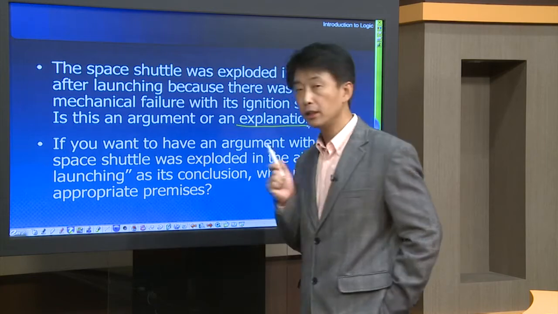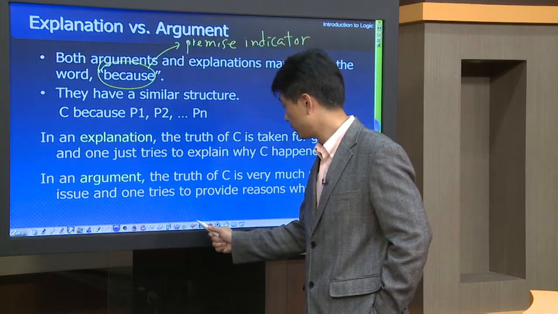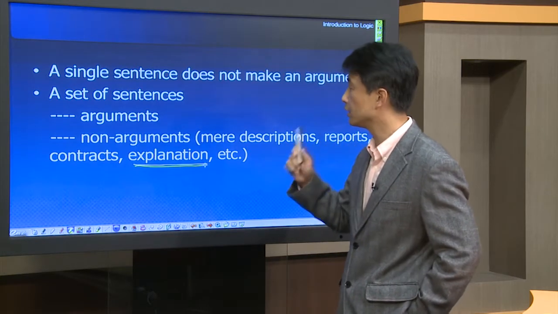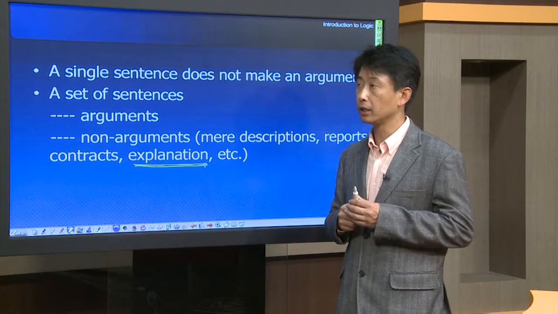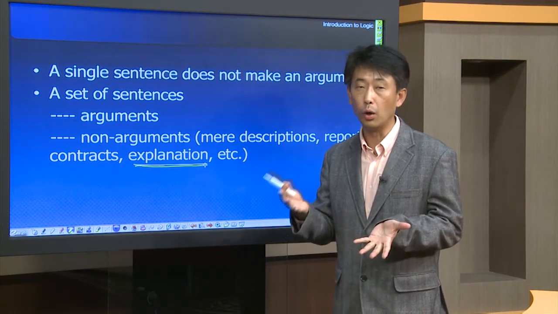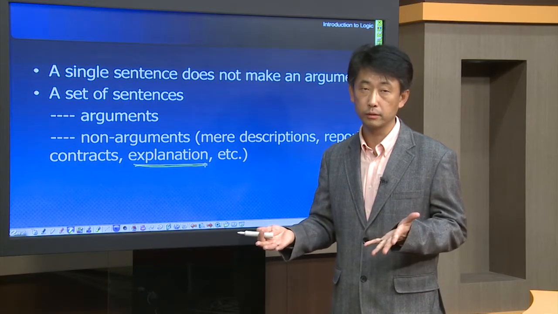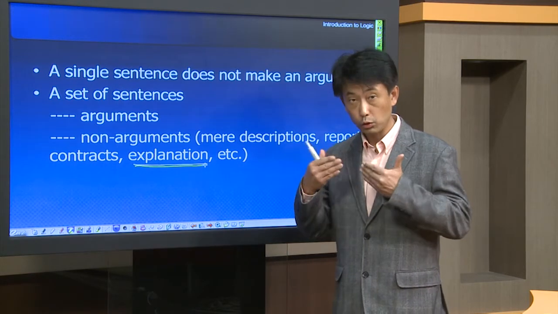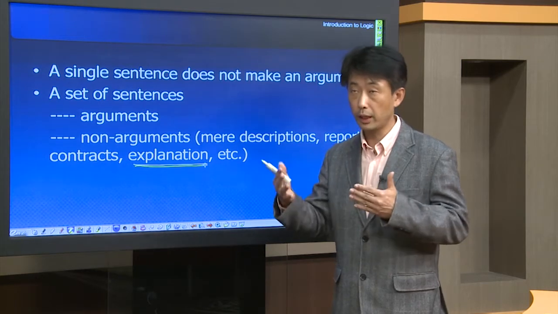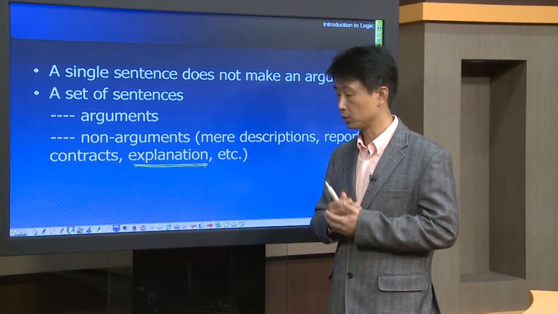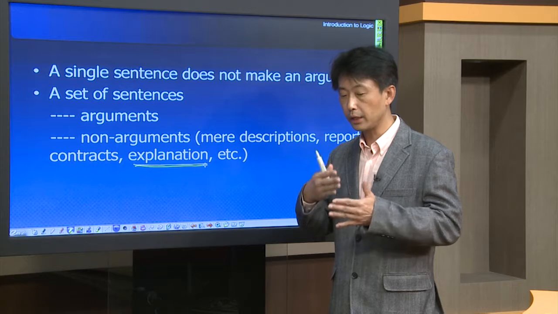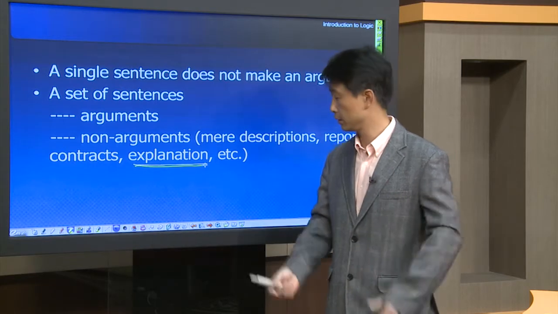But other than explanation, okay, this is a bit tricky, but other than that, I think it's fairly clear whether a piece of writing contains an argument or just a non-argument. Okay? We need to become more sensitive to whether a piece of writing contains an argument. So that means we need to be able to distinguish whether a piece of writing contains an argument or just a non-argument.